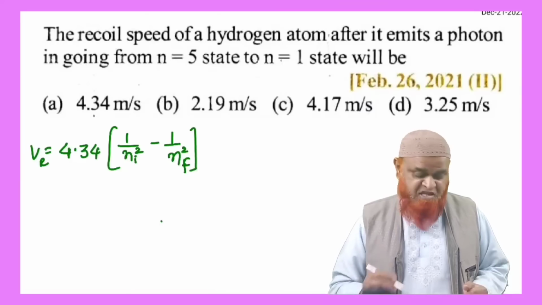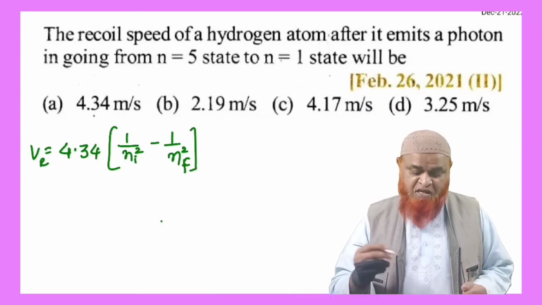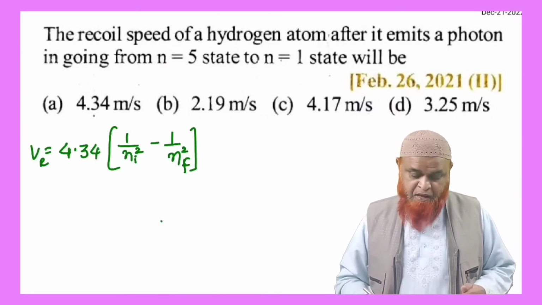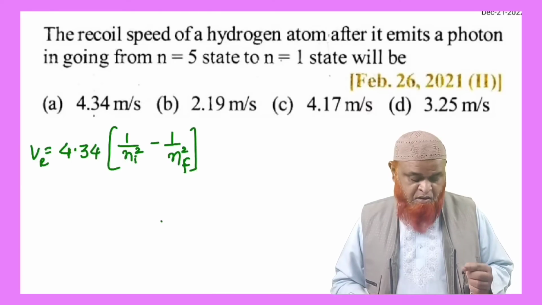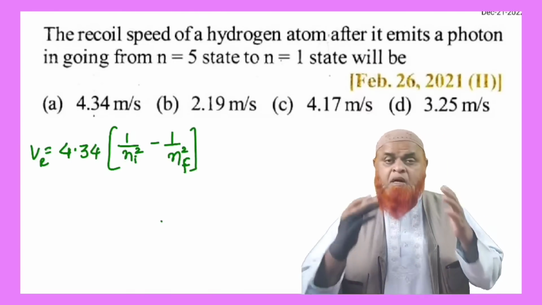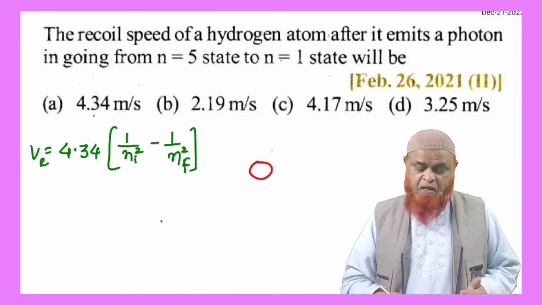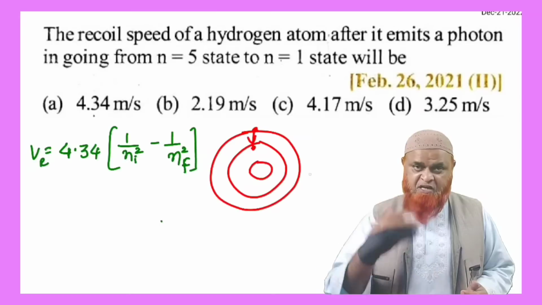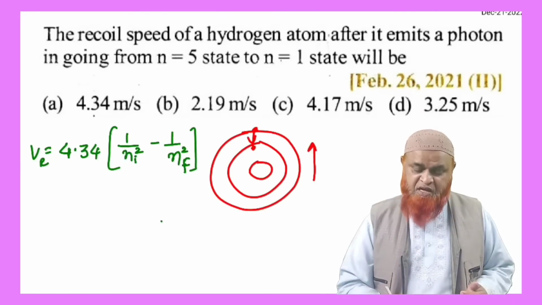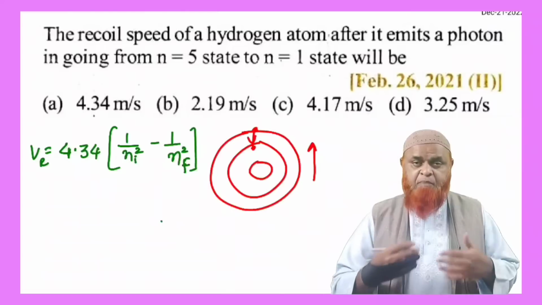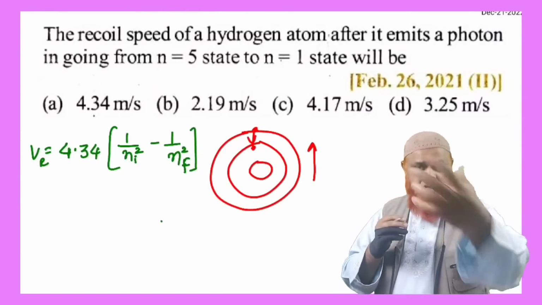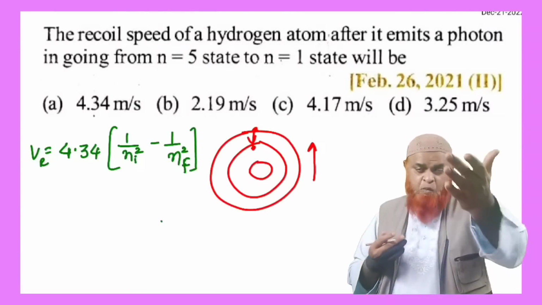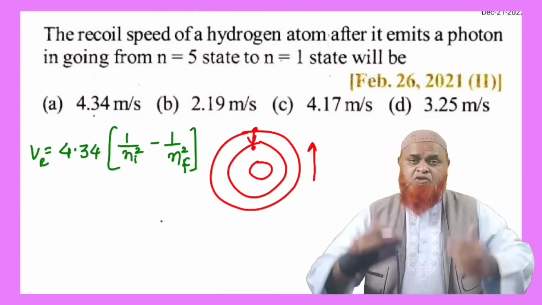Okay. So if you see this problem here, it is asking us to find the recoil speed of an atom when there is a transition of an electron from a higher energy level to a lower energy level. For example, if you consider an atom in which an electron transition takes place from a higher energy level to a lower energy level, then the atom will recoil. Just like when a bullet comes out, the gun recoils back. When the electron falls down, the atom also recoils.